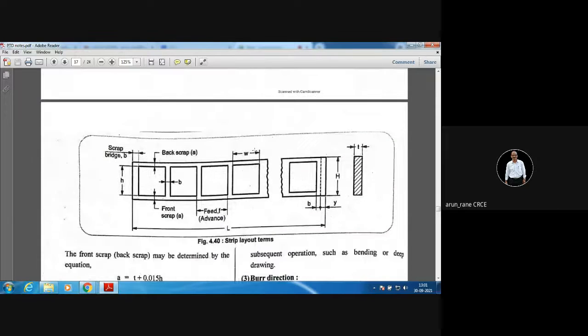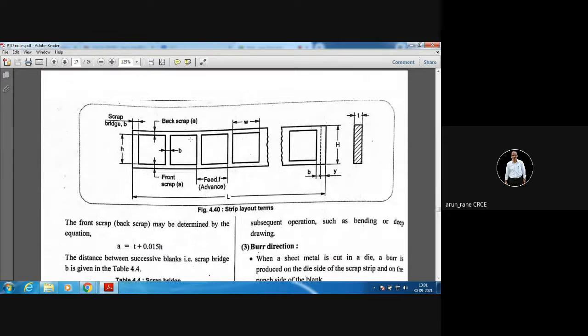So that is what your strip layout is. Now say this is a strip. When you are feeding the strip, let us say this is the first component, which is going to be blank. This is the first blank, second blank, third blank. This is the width of the component which is given.